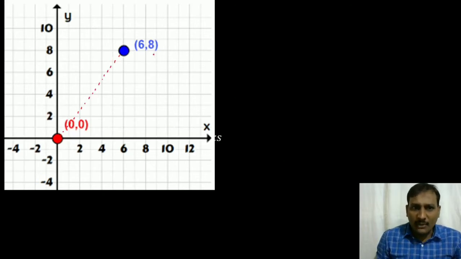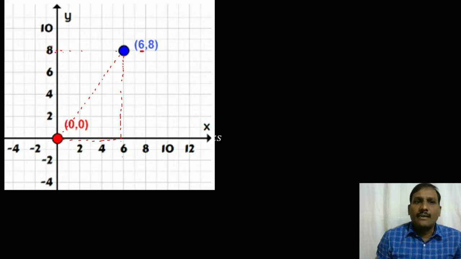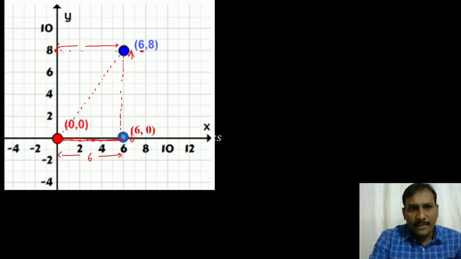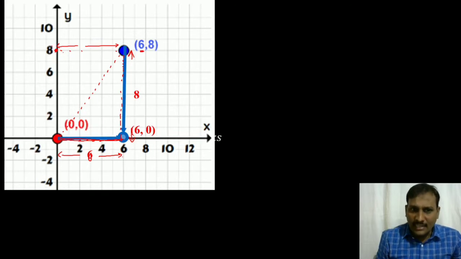Now let us see what it is representing on x-axis. It is representing 6 on x-axis, and how much is it representing on y-axis? It is representing 8 on y-axis. So from here to here, what is the distance? From here to here it is 6 units. And from here to here, how much is it representing on y-axis? That is 8. So this is 8 and this is 6. So clearly this point is 6 comma 0.